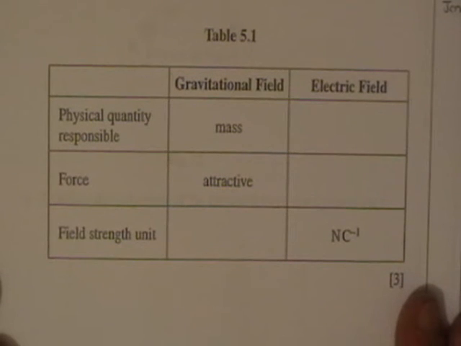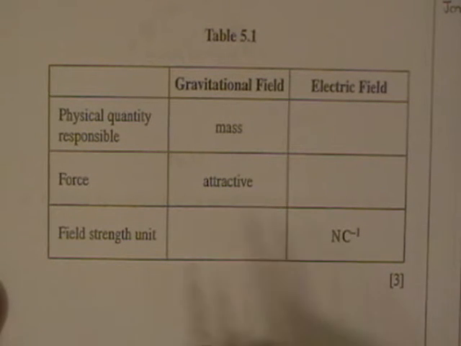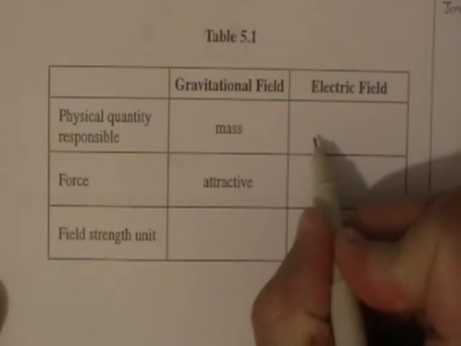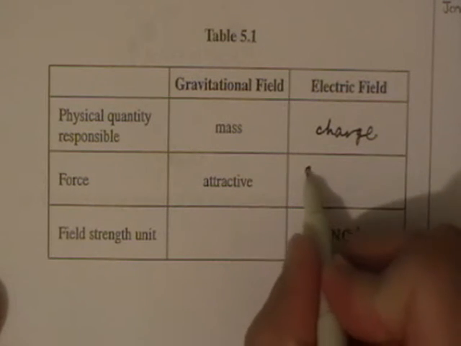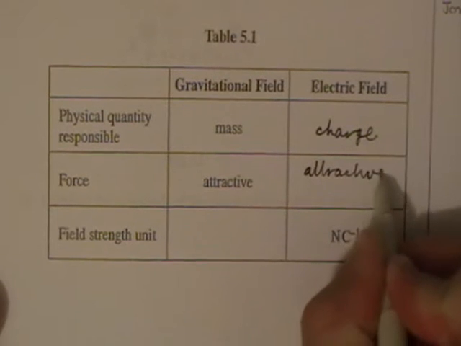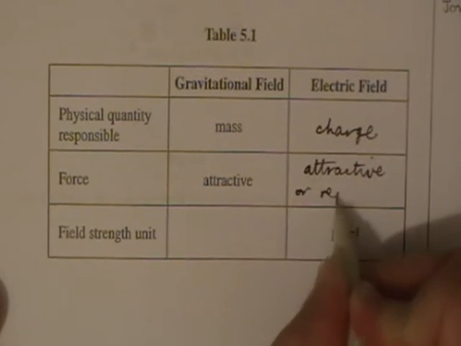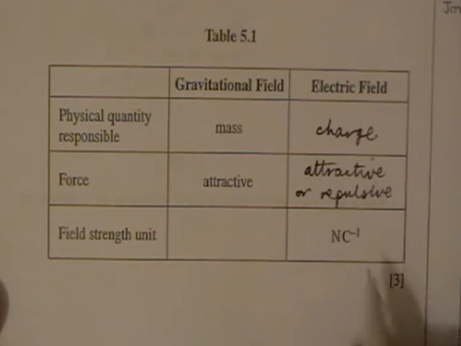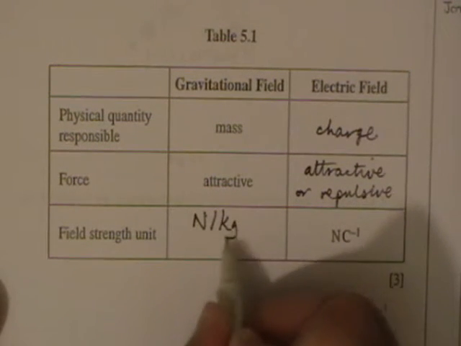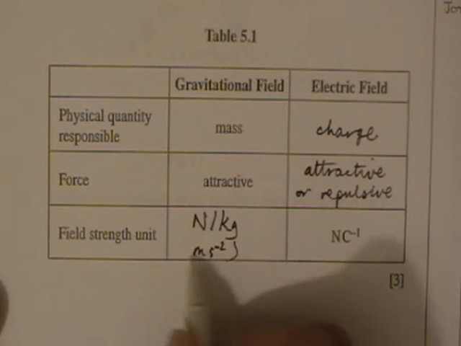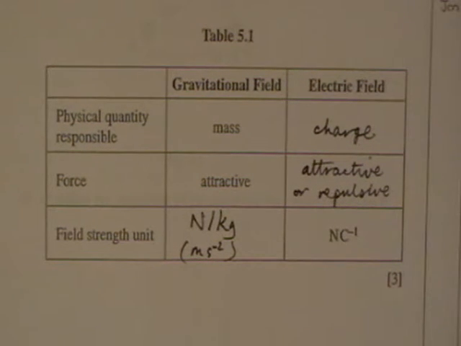We have a table now which compares gravitational and electric fields. So the physical quantity responsible in a gravitational field is mass, and in an electric field obviously it is charge. Force is attractive in one case, and attractive or repulsive in the other. The electric field strength is measured in newtons per coulomb. The unit for gravitational field strength is newtons per kilogram, or meters per second squared is an equivalent unit, but newtons per kilogram is the one that I would favour there.